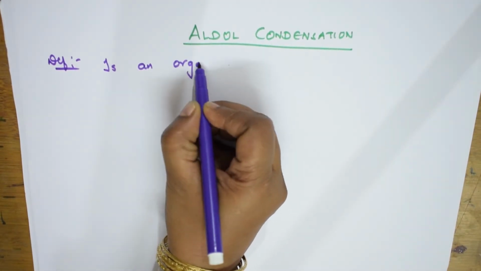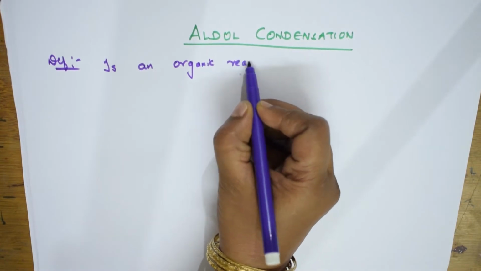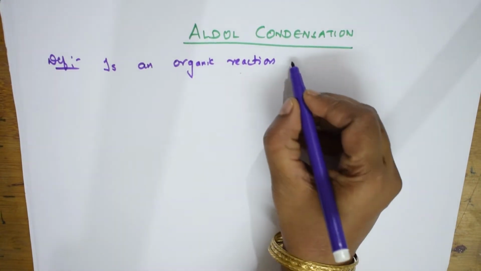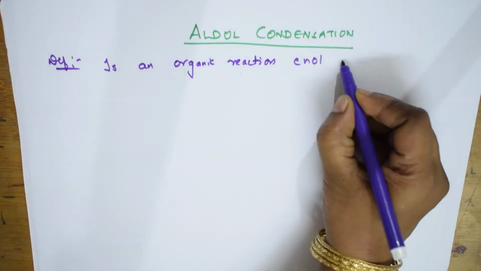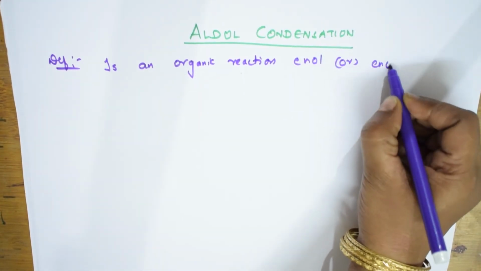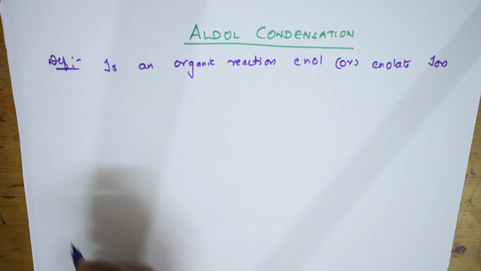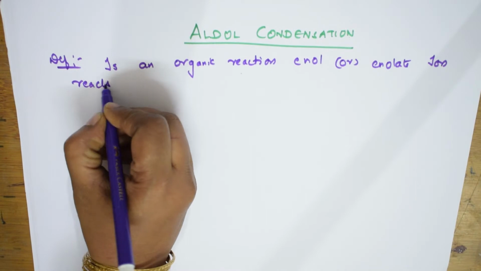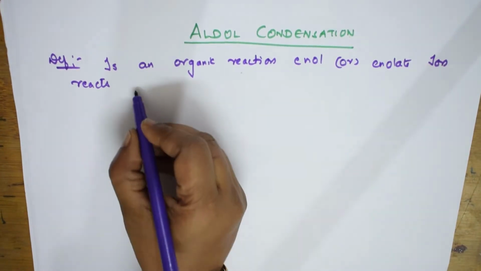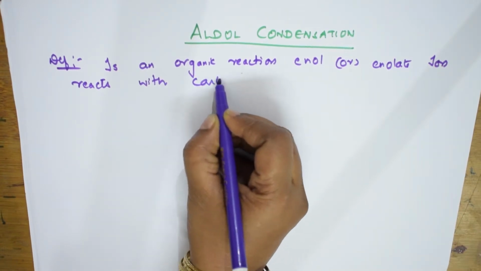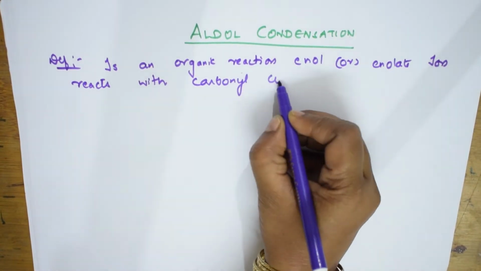organic reaction. Okay, done. Now what information are we going to get in this? Here, in which either an enol or an enolate ion, that is the most important thing. We will see what that is also. There, an enol or enolate ion reacts with which one? It reacts with a carbonyl compound. We will see what enolate or enol ion is also.